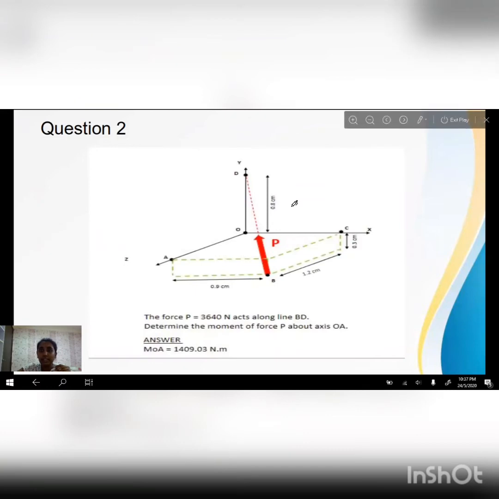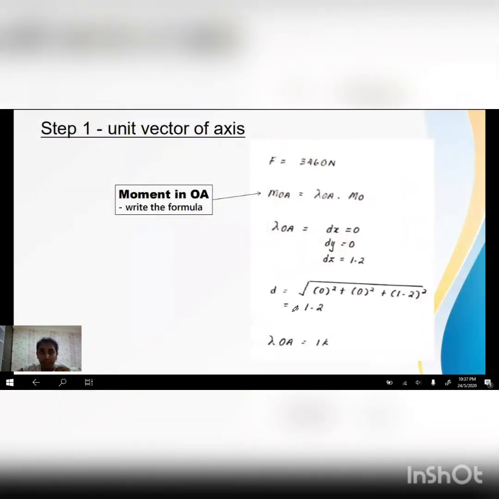The second question is: the force P is equal to 3640 newtons and acts along line BD. This is BD. Determine the moment of force P about axis OA. This is OA, and the answer is here, which we can use at the end. First of all, same as the first question, the first step is the unit vector of the axis, which is lambda OA.